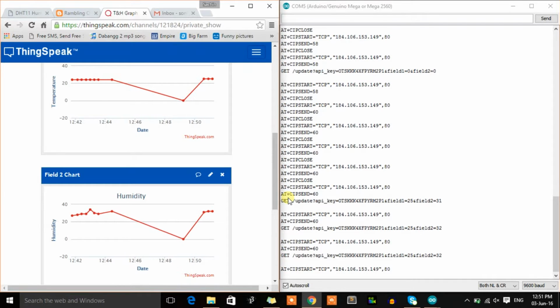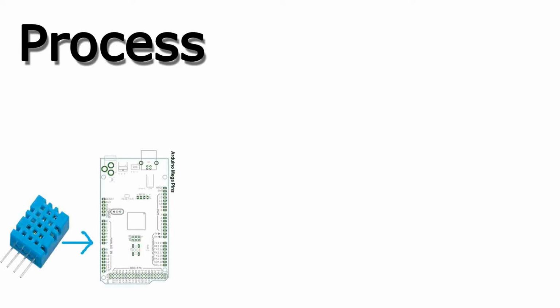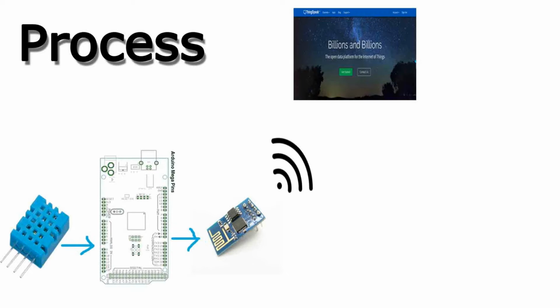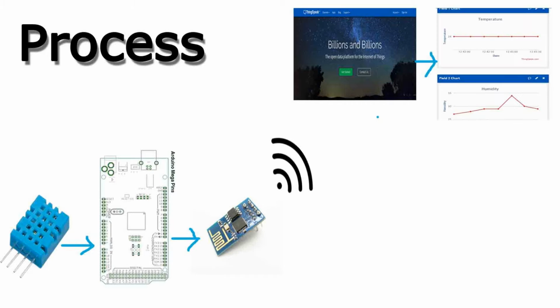So let's get started. Talking about the process, it includes a DHT11 sensor whose data will be given to the Arduino board. This board, with the help of the code, will process the data and will give it to the ESP8266, which helps us to send the data to thingspeak.com over the internet. And in the end, this website will process the received data and plot the graph.